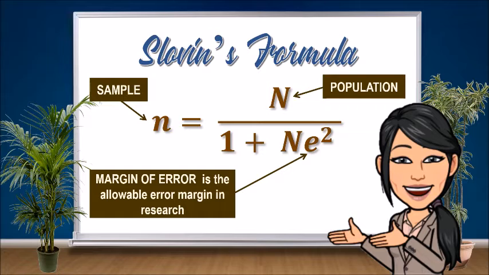We already know what is sample and what is population. How about the margin of error? The margin of error is the allowable error margin in research. Take note that a confidence interval of 95% gives a margin of error of 5%. A 98% gives a margin of error of 2%. And a 99% confidence interval gives a 1% margin of error.